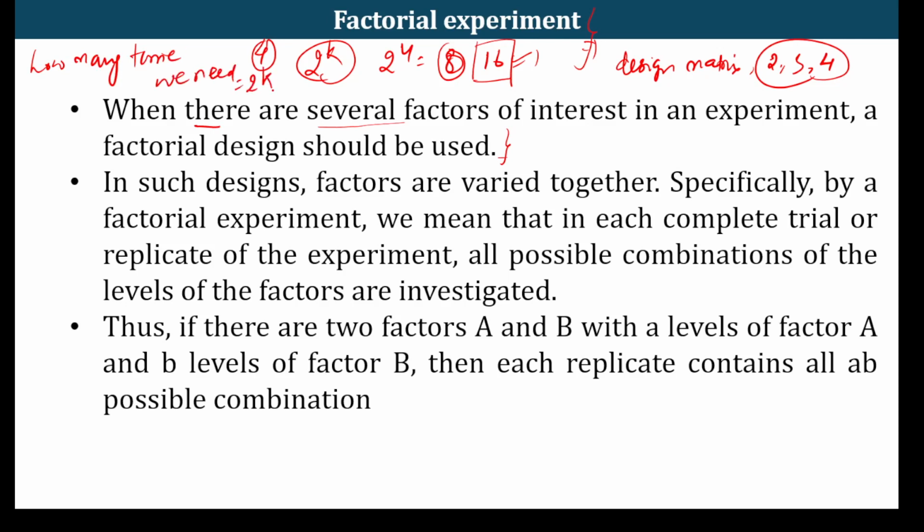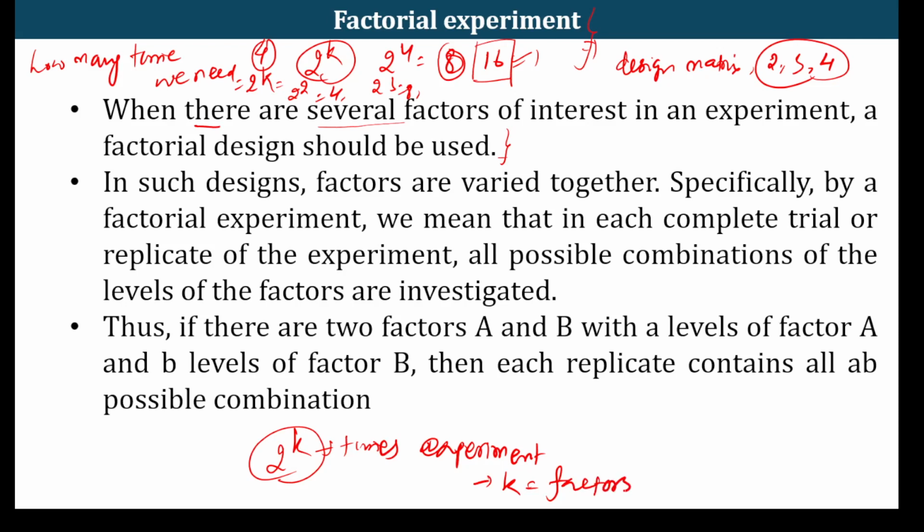That will be 2 to the power k. Let's say you have two factors, 2 to the power 2, so it will be 4. 2 to the power 3 is 8, and so on. So we need to do the experiment 2 to the power k times, where k is the number of factors. In such a design, factors are varied together. Specifically, by factorial experiment we mean that in each complete trial or replicate of the experiment, all possible combinations of the levels of the factors are investigated.